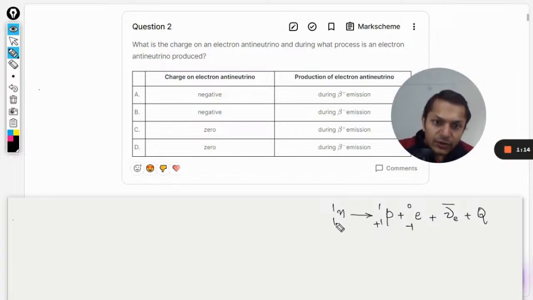So this neutron mass is 1 but the charge is 0. Now this is 0 on the left hand side, so it has to be 0 on the right hand side of the reaction also. So plus 1 minus 1, that will become equal to 0. That is why the electron will be produced with the negative charge, and this is known as electron.